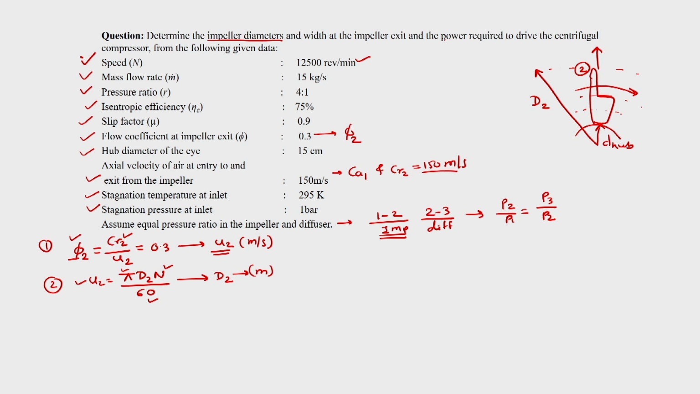Then we are supposed to find out power required. We can find power required with the formula m dot into U2 square into mu, or rather the slip factor. The slip factor is given to us as 0.9, m dot is given as 15 kg per second, U2 is known to us from step 1, and then this will give us power in kilowatt or watt, depending.